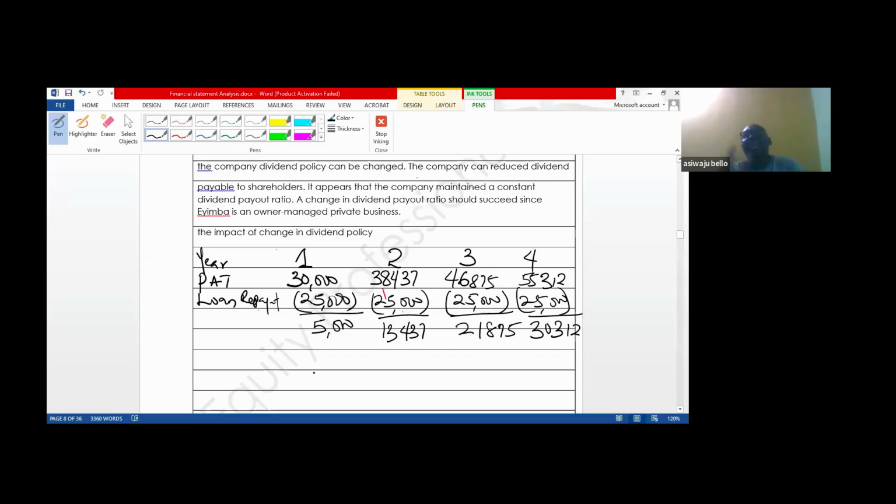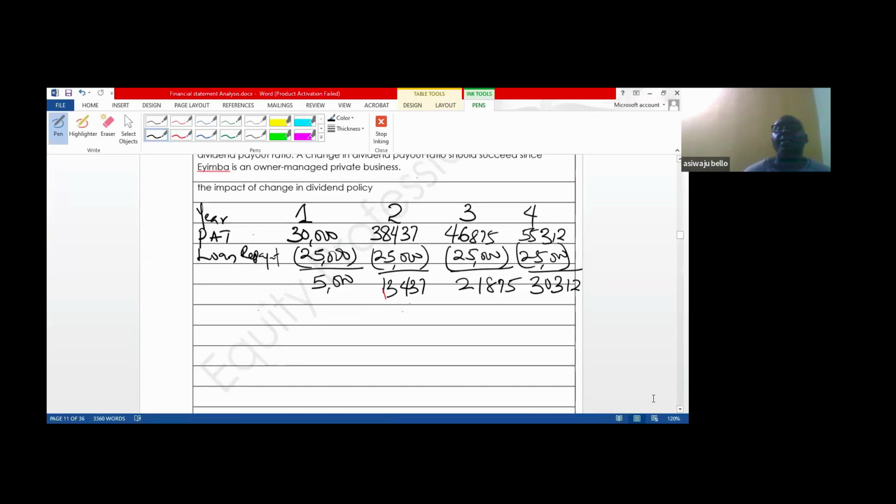The company can now decide. Look at it now. You have profound solution to the problem. If you want to take this loan, reduce dividends in year 1, year 2, so that you can meet your loan repayment.